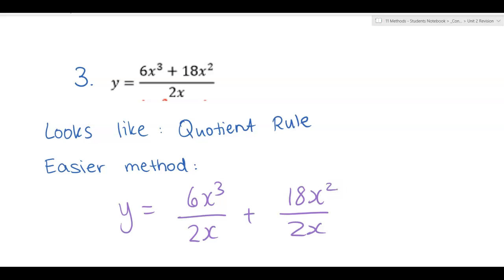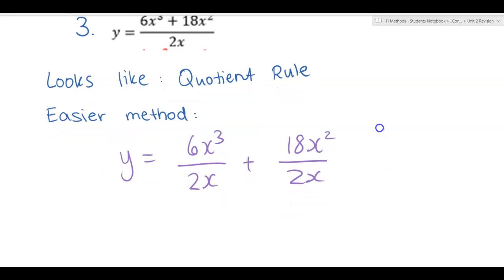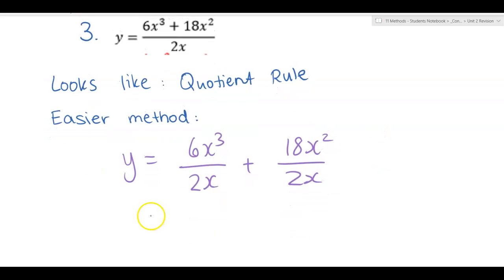Okay, so let's close up so you're not tempted. All we've done is divide the fractions up into two pieces, and then this one is going to simplify to 3x squared plus 9x. Remember, your notation is really, really important for communication.